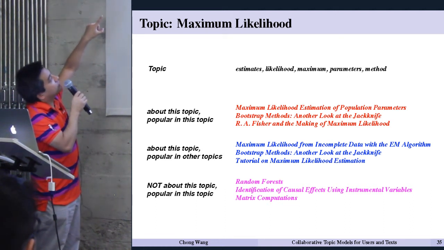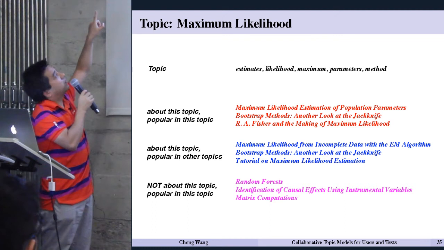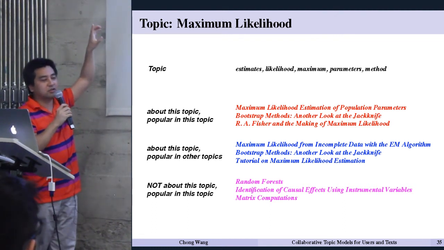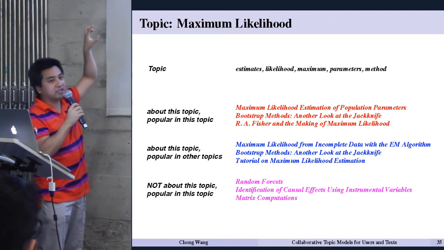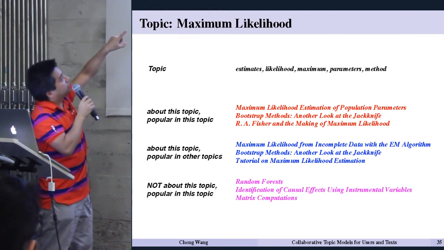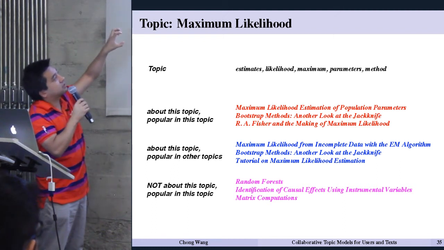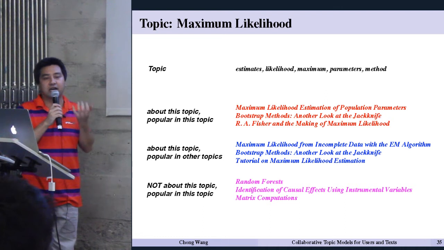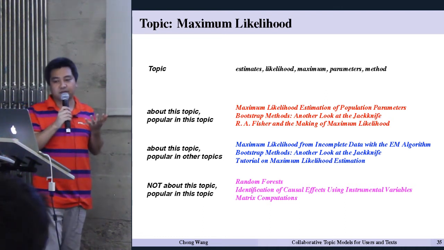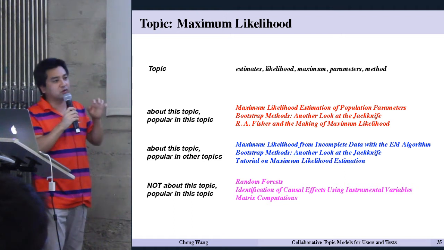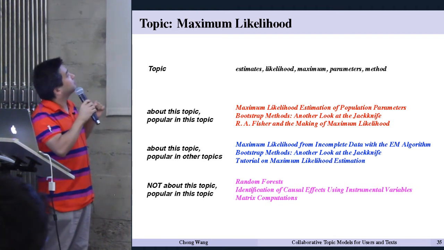So the red articles are basically about this topic, but also very popular in this topic. Basically it means these articles are very popular in this area. And the blue articles are also about this topic, but also very popular in other fields. So these articles have more influence in other fields as well, because maybe the idea in there is so useful, or maybe for some other reasons.